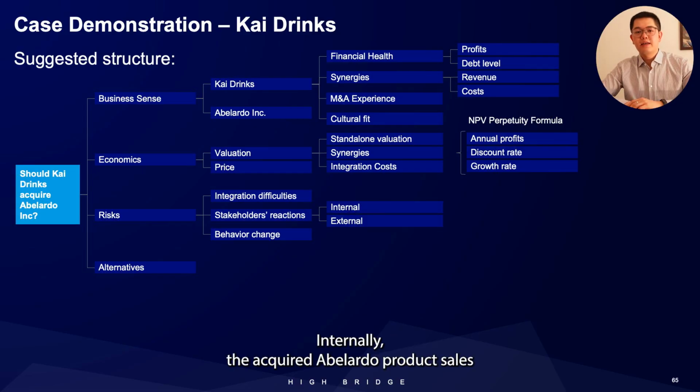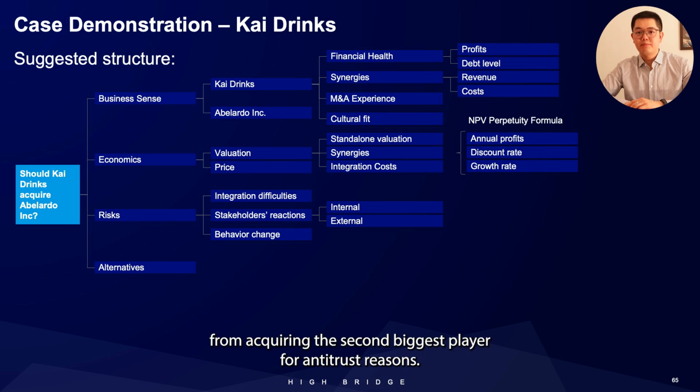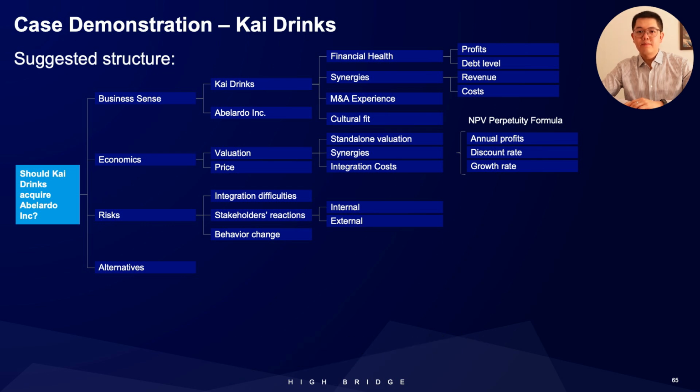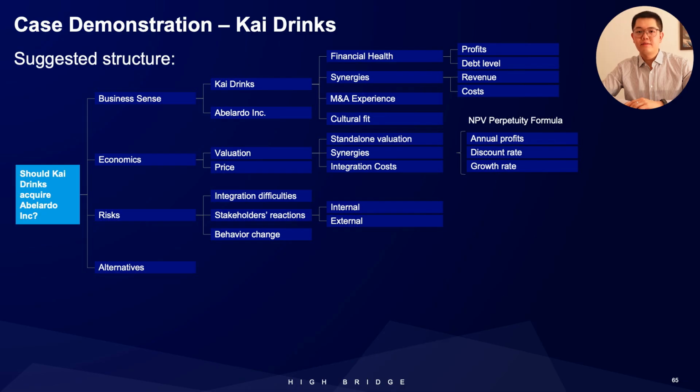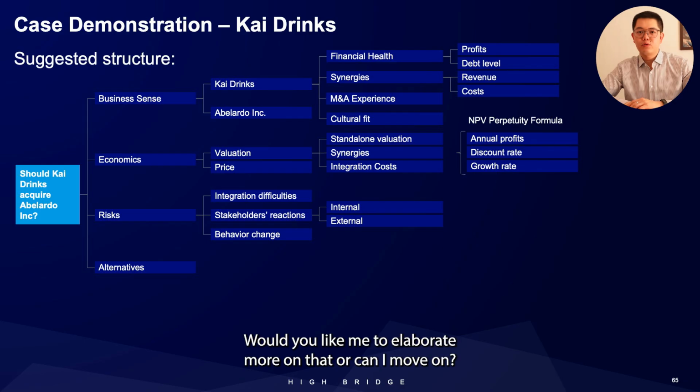Internally, the acquired Abelardo product sales may cannibalize Kai Drinks sales. Externally, regulators may forbid the biggest player from acquiring the second biggest player for antitrust reasons. Other competitors may also react aggressively in response to this decision. So these are the stakeholders I have in mind. Would you like me to elaborate more on that, or can I move on? You can move on. Great, thank you.